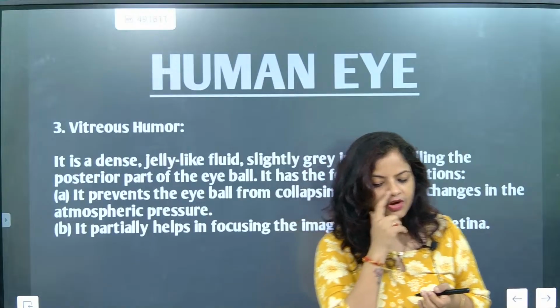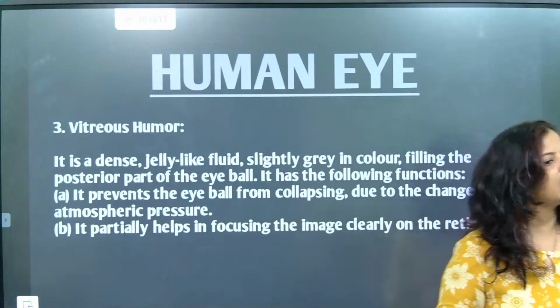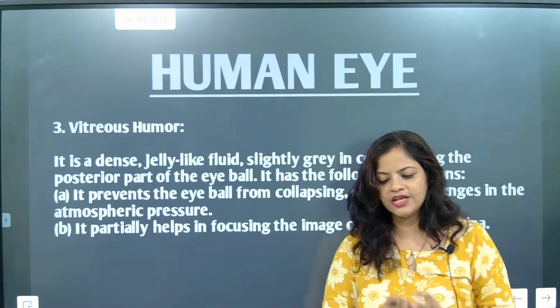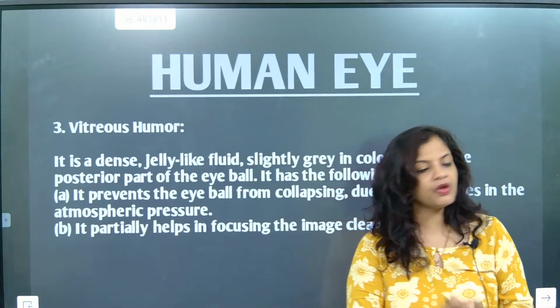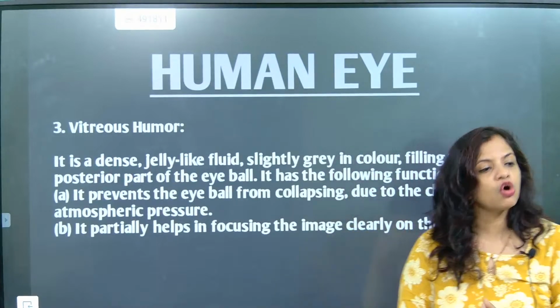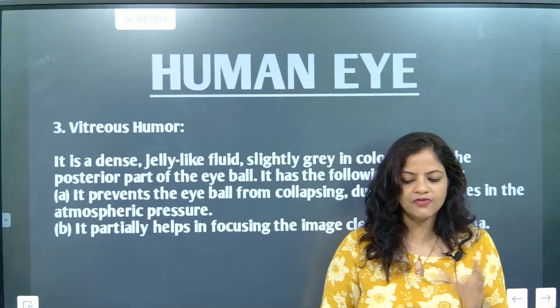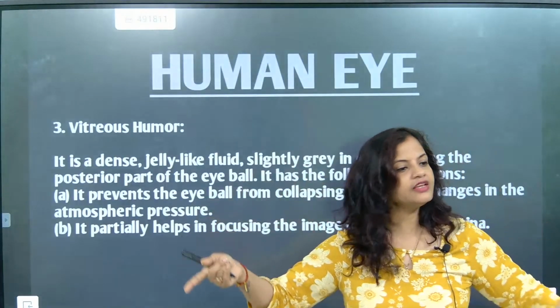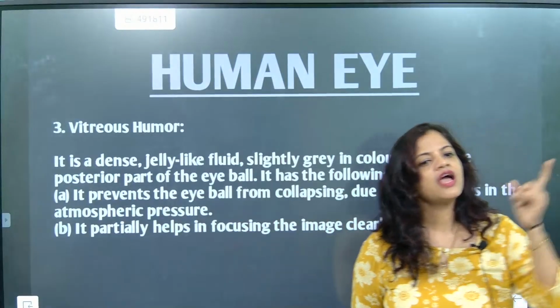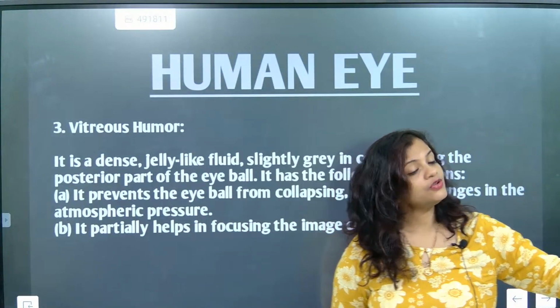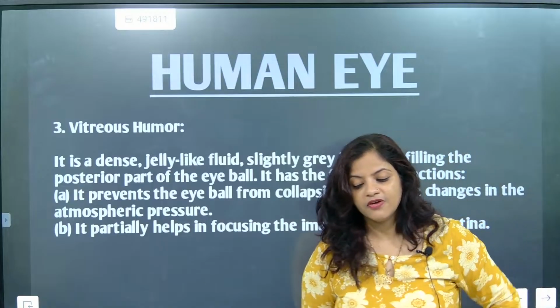And exactly what is the function? It prevents the eyeball from collapsing. Understood? So if the eyeball is in perfect shape, it is because of what, beta? It is because of the vitreous humor and aqueous humor, the fluid part. Which one is the anterior region? Which one is the posterior region? Anterior, aqueous humor; posterior, vitreous humor.